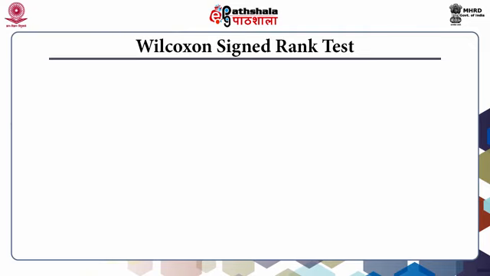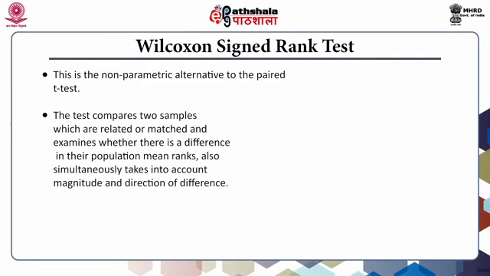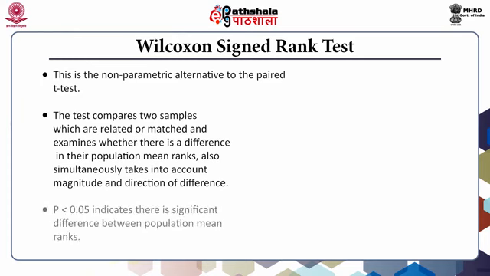Wilcoxon signed rank test. This is the non-parametric alternative to the paired t-test discussed previously. The test compares two samples which are related or matched and examines whether there is a difference in their population mean ranks, also simultaneously taking into account the magnitude and direction of difference. P less than 0.05 indicates there is a significant difference between population mean ranks.